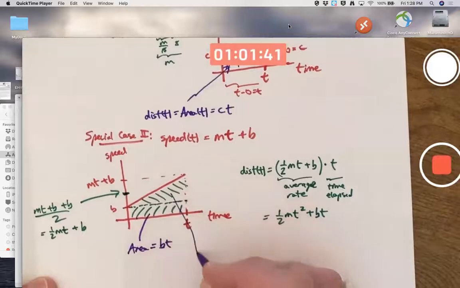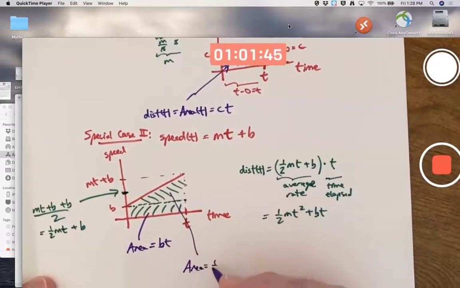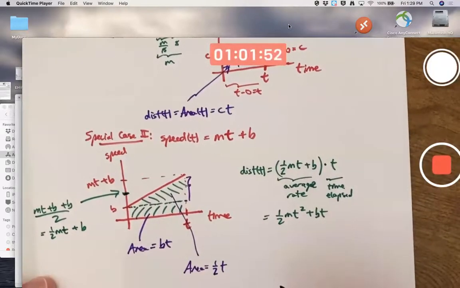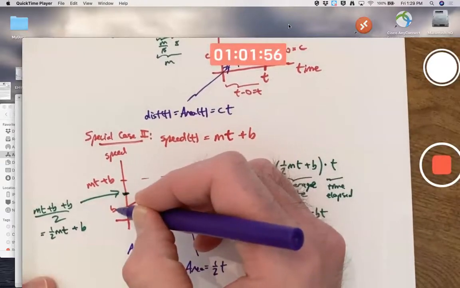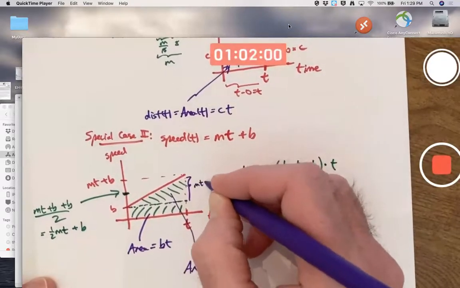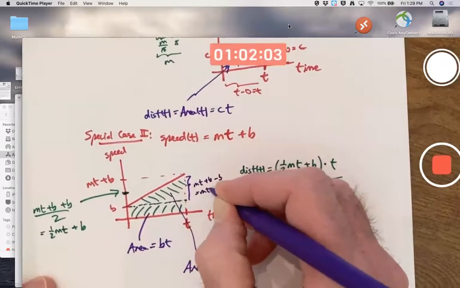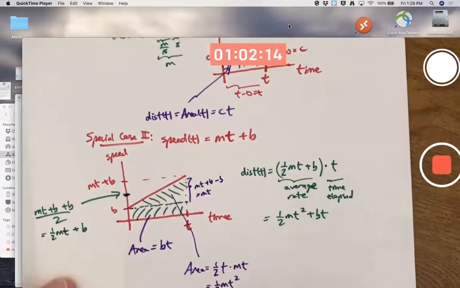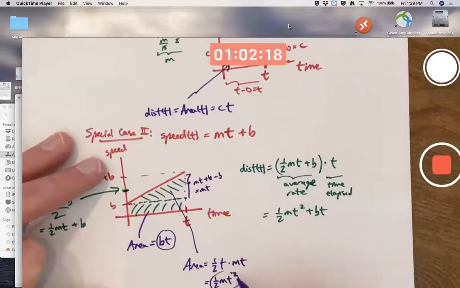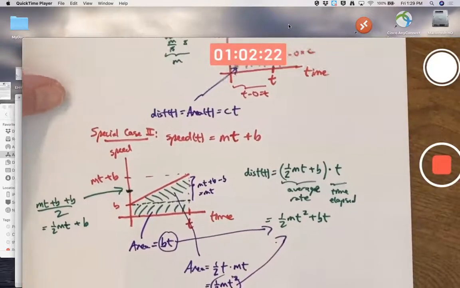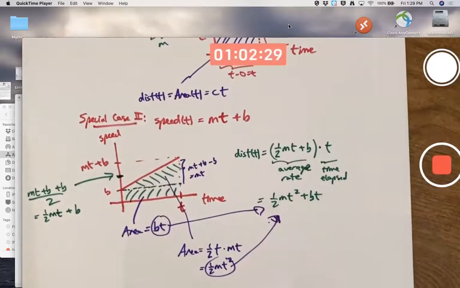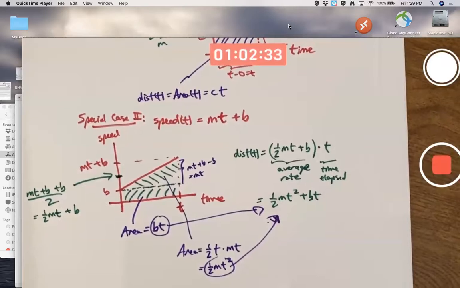The area of the triangle is 1/2 base times height. Its base is t. What's its height? What's this right there? Its height would be this number minus that number: mt plus b minus b is mt. 1/2 base times height, mt. That's the same as 1/2 mt squared. And look at this. The sum of that and that is the exact same thing that we got by doing the average rate times the time elapsed. That should seem kind of wild. And it's true, the area under the graph gives you the distance traveled.